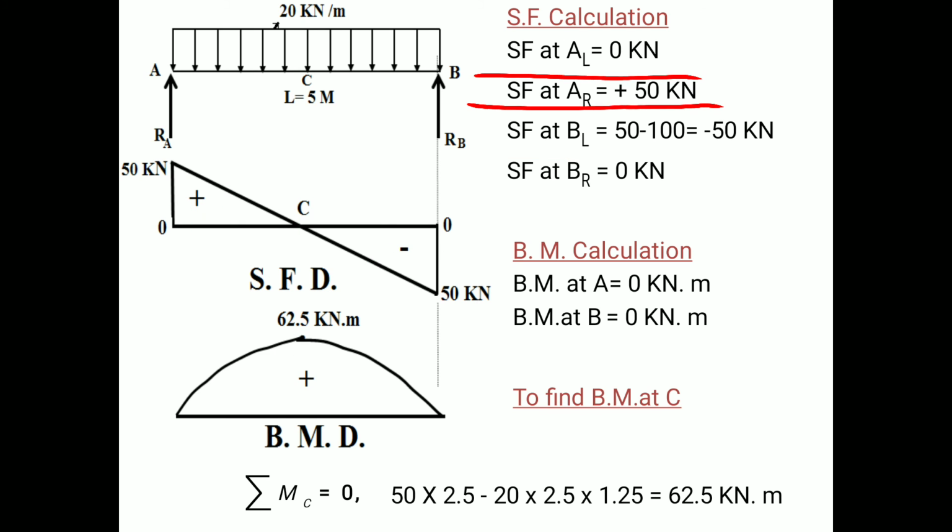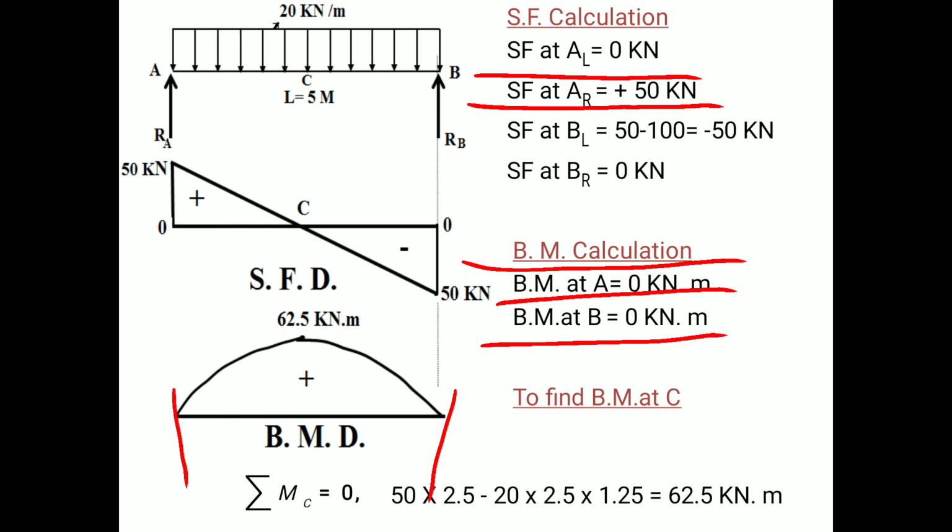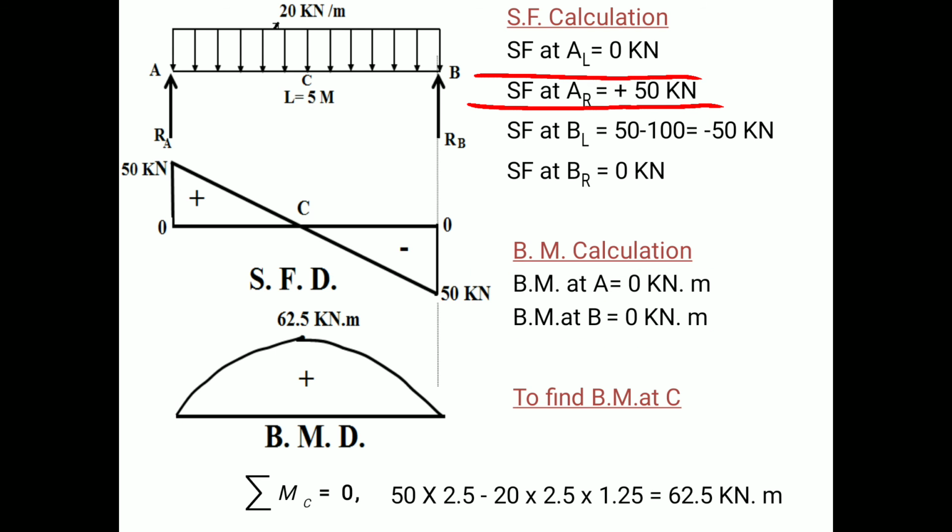Now we are going to consider the bending moment calculation. All of you know that bending moment at the support or at the end is 0. Therefore, bending moment at A is equal to 0, and bending moment at B is equal to 0. The remaining point is point C, where the shear force is 0 and the bending moment is maximum. To find the value of bending moment at C, take the turning effect at point C.